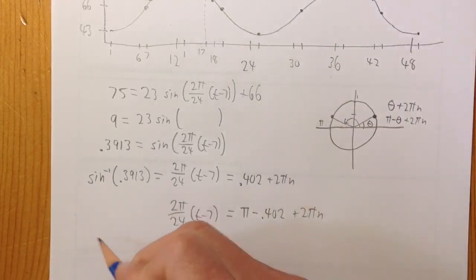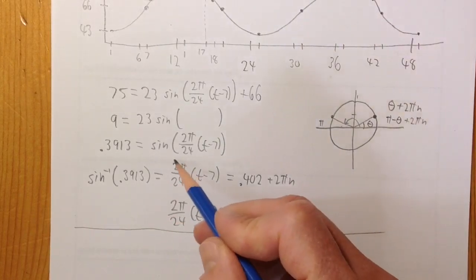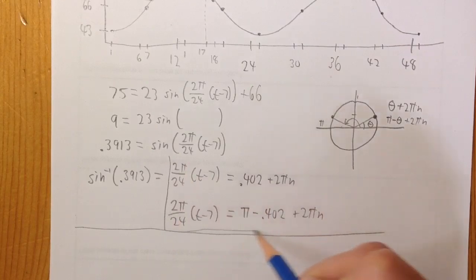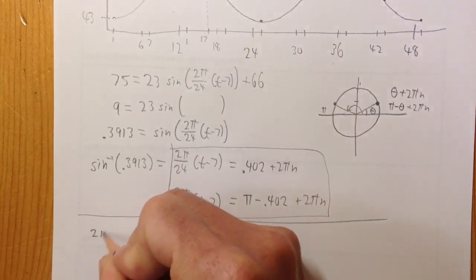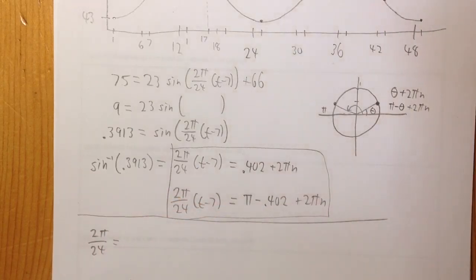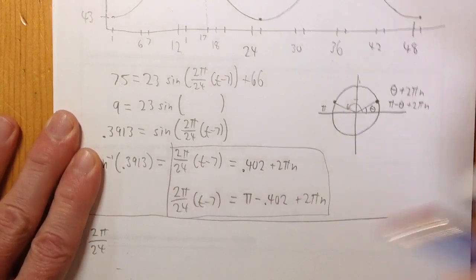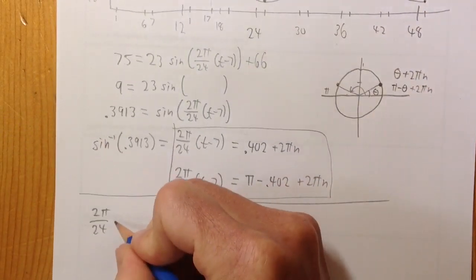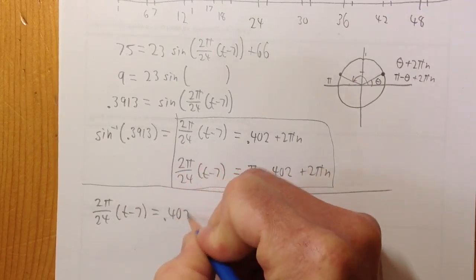So let's do that math. I'm going to draw a line here. These are two solutions here. I'll put a box around those so we know what we're talking about. And then I'm going to do this first one. So 2 pi over 24, write the whole thing out correctly: 2 pi over 24 times (t minus 7) equals 0.402.